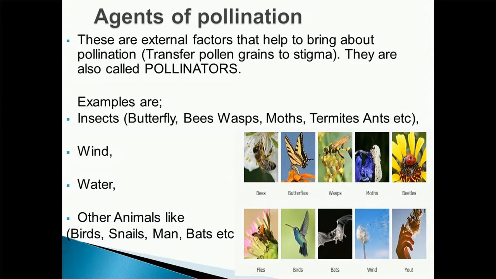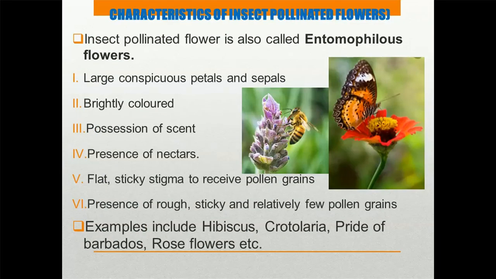So here are different images showing different pollinators. So just go through them, note them, and know them. Thank you. Alright, let's get characteristics of insect pollinated flowers. There are some flowers that can be pollinated by insects. These flowers are called entomophilous flowers.